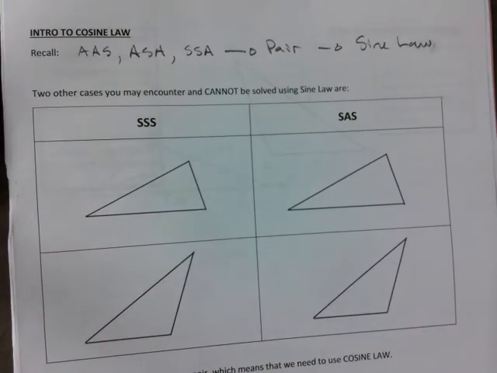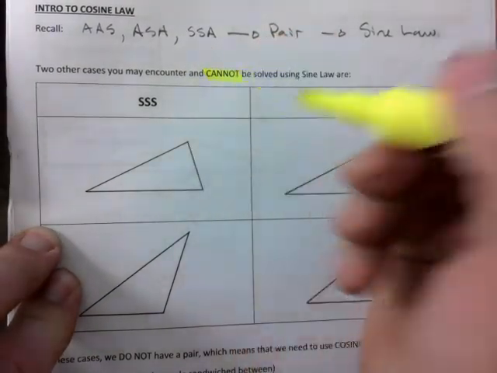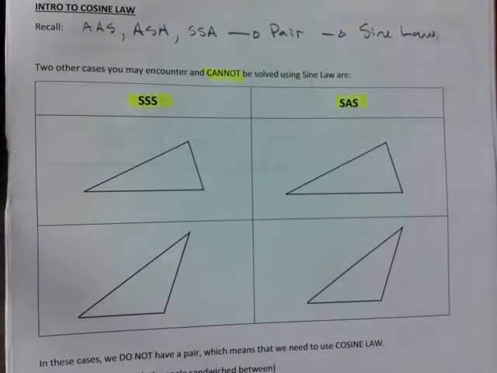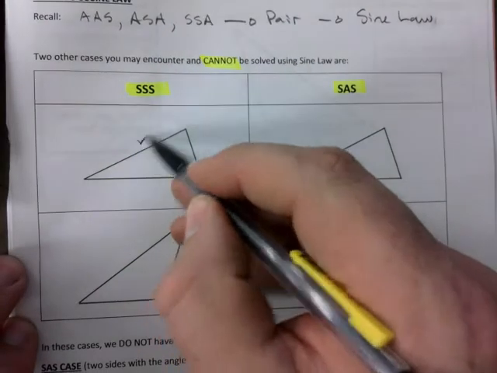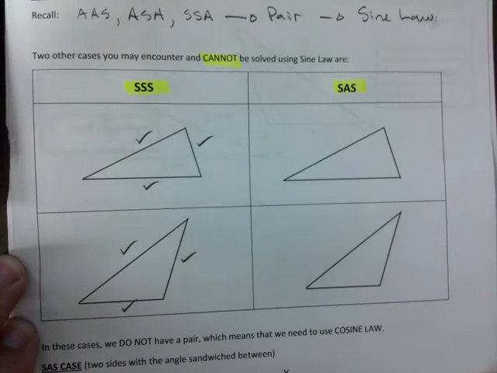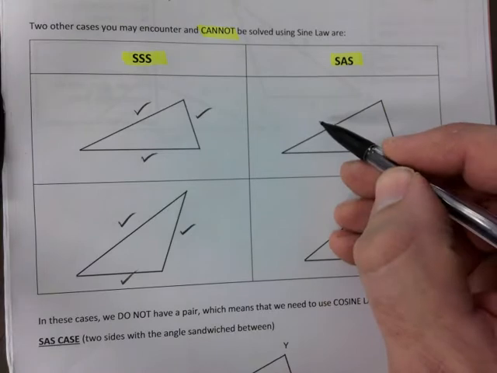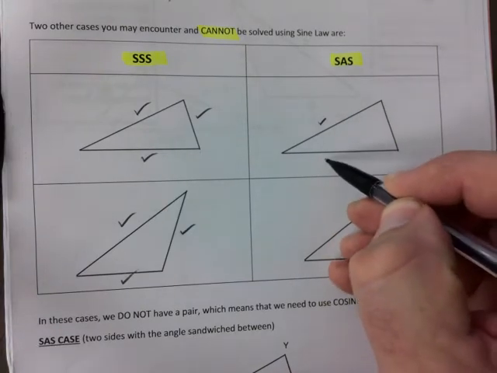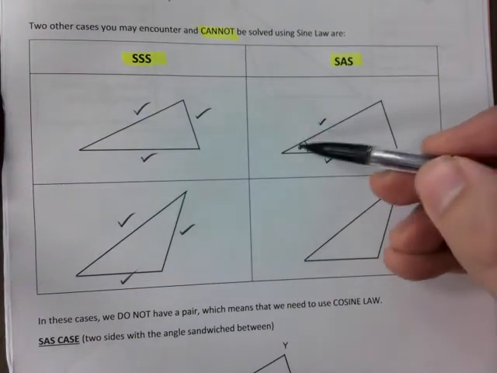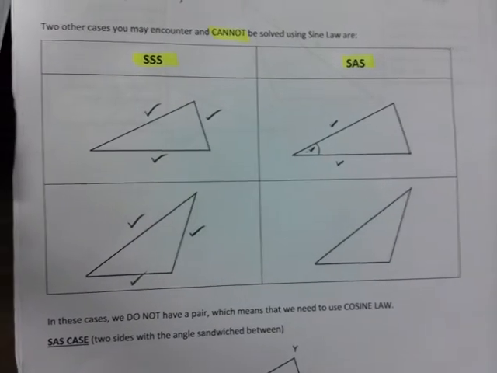Two other cases you may encounter cannot be solved using sine law. They would be side, side, side, and side, angle, side. Side, side, side is obviously where all three sides are given. Side, angle, side is different. You basically got to think of two sides and the angle that's sandwiched in between them. That's a side, angle, side. That's the key that you need to recognize. Aha, this is going to be cosine law.